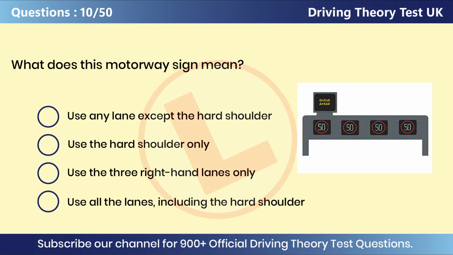Question 10. What does this motorway sign mean? A. Use any lane except the hard shoulder. B. Use the hard shoulder only. C. Use the 3 right-hand lanes only. D. Use all the lanes, including the hard shoulder. D. Use all the lanes, including the hard shoulder.